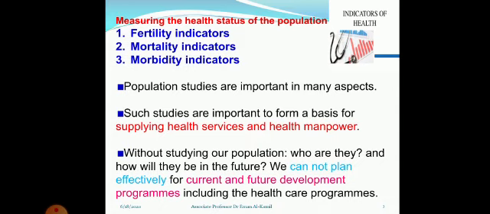Population studies are important in many aspects. Such studies are important to form a basis for supplying health services and health manpower. Without knowing who your population is, what the composition of the population is, whether it is a young or elderly population, and what the types of diseases or morbidity and the causes of death are, we cannot provide relevant, effective, or appropriate healthcare services or programs.